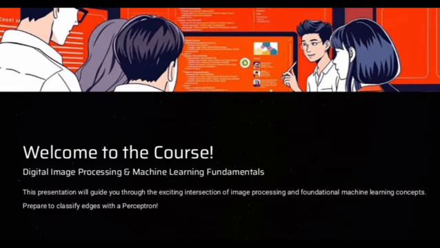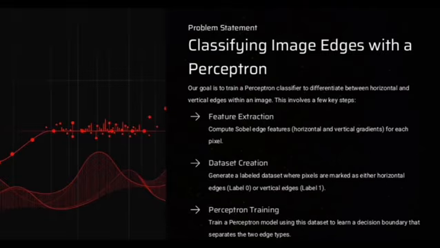Edges play a vital role in understanding shapes, detecting objects, and identifying boundaries in any visual scene. Classifying edges helps in several applications like image segmentation, feature extraction, and object detection. In this work, we build a simple yet powerful model, the Perceptron, and train it to differentiate between vertical and horizontal edges based on Sobel features.